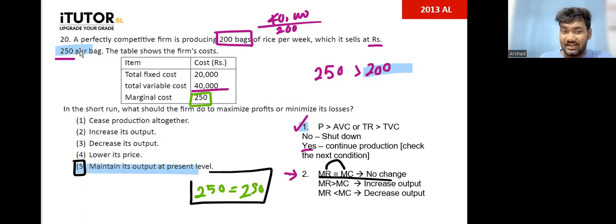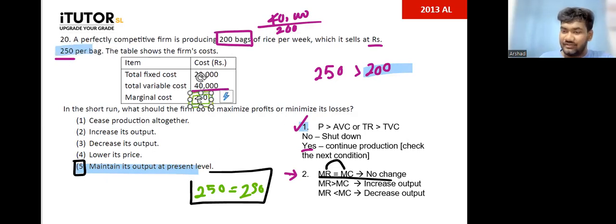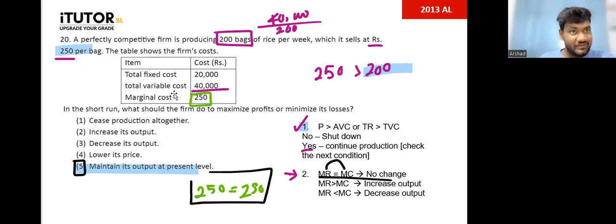See, MR is given, right? Now, MR is the price. Price is 250. Here, MC is 250. So, the information given that I'm taking: marginal revenue is equal to price. So, when they say price is this, I take that.